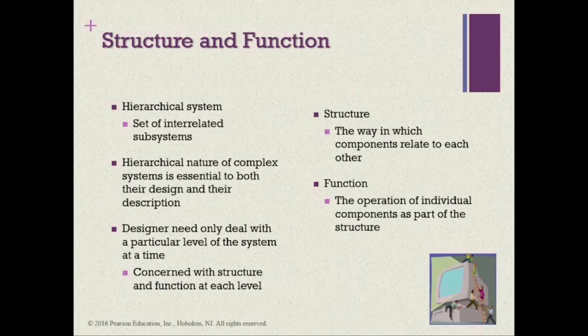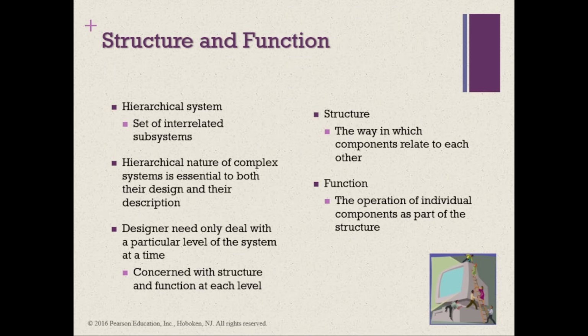A hierarchical system is a set of interrelated subsystems, each of the latter in turn hierarchical in structure until we reach some lowest level of elementary subsystem. The hierarchical nature of complex systems is essential to both their design and description. The designer need only deal with a particular level of a system at a time. At each level, the system consists of a set of components and their interrelationships. The behavior at each level depends only on a simplified, abstracted characterization of the system at the next lower level.